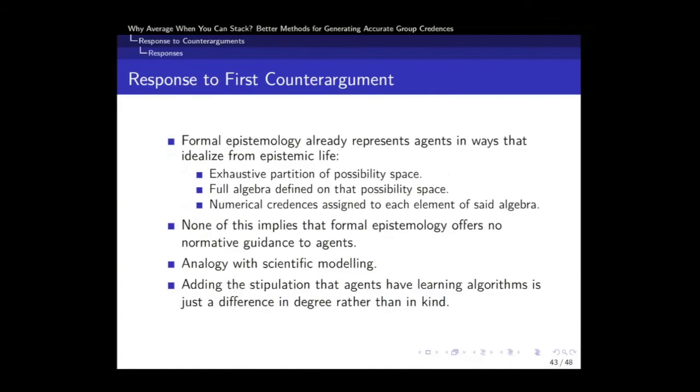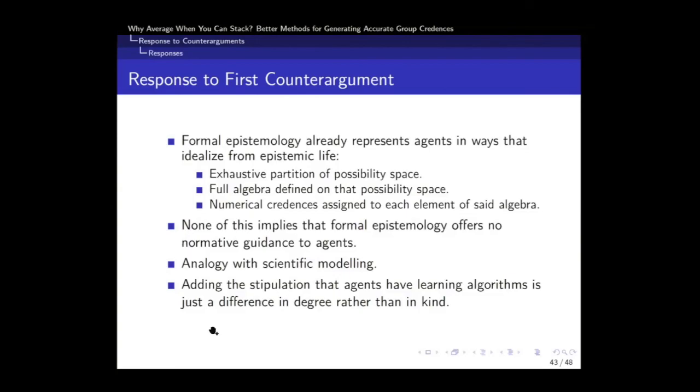In response to the first argument, the idea that I'm over-idealizing epistemic life here, I think formal epistemology already represents agents in ways that idealize from epistemic life. You've got an exhaustive partition of possibility space, a full algebra on that space, precise numerical credences assigned to each element of the algebra. And I would argue none of this implies that formal epistemology offers no normative guidance to agents. On the contrary, I think it's in virtue of its ability to idealize to some degree that formal epistemology offers some normative guidance, right?